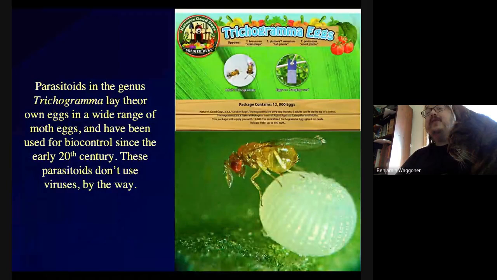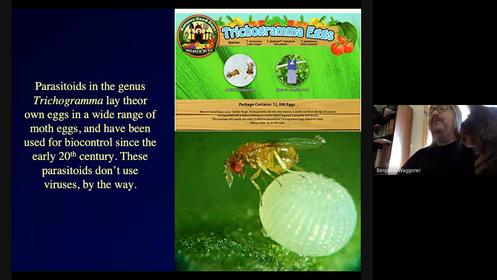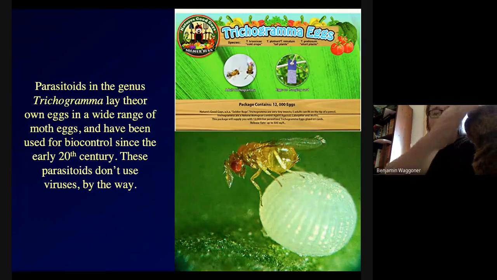There's other parasitoids that are related. You're looking at Trichogramma down there on the bottom, noted for being very small. These things are less than a millimeter. They are among the smallest animals. The nervous system has been stripped down to about 10,000 neurons. That's thought to be the minimum for operating a complex body. And Trichogramma lays its eggs inside moth eggs, and they've actually been used for biological control since the early 20th century.